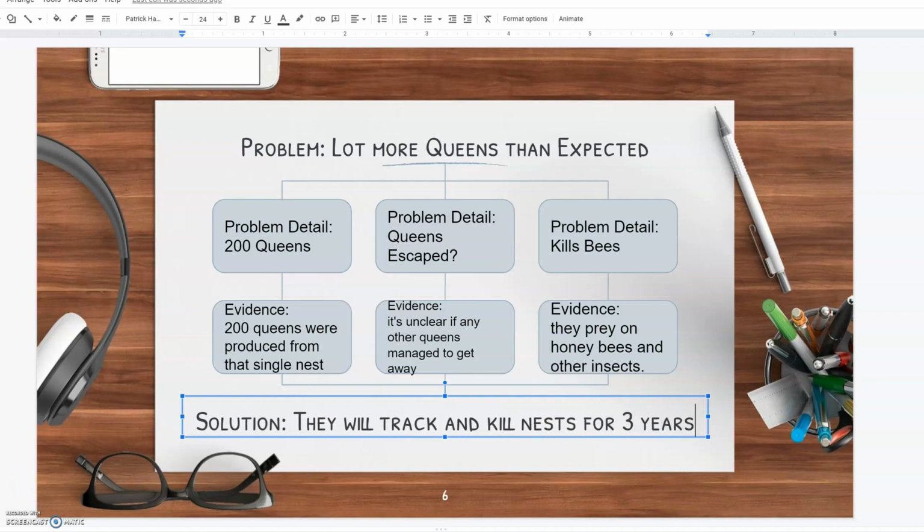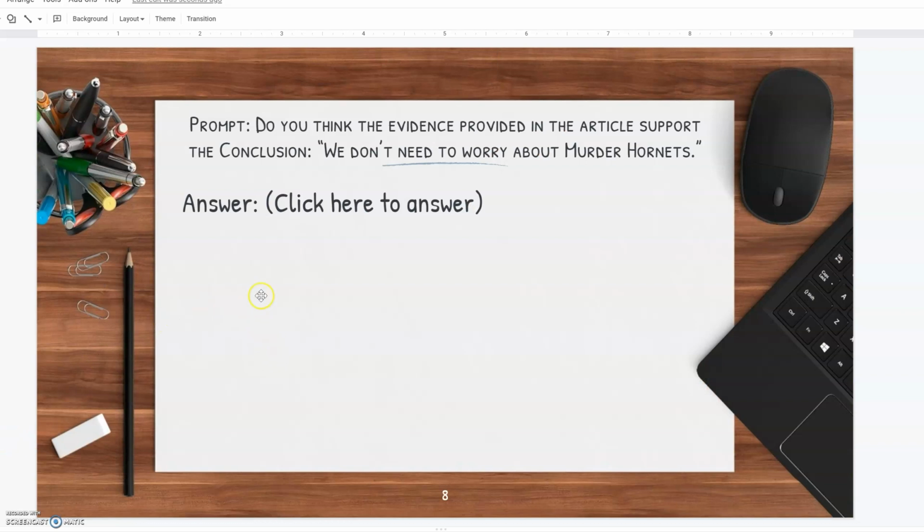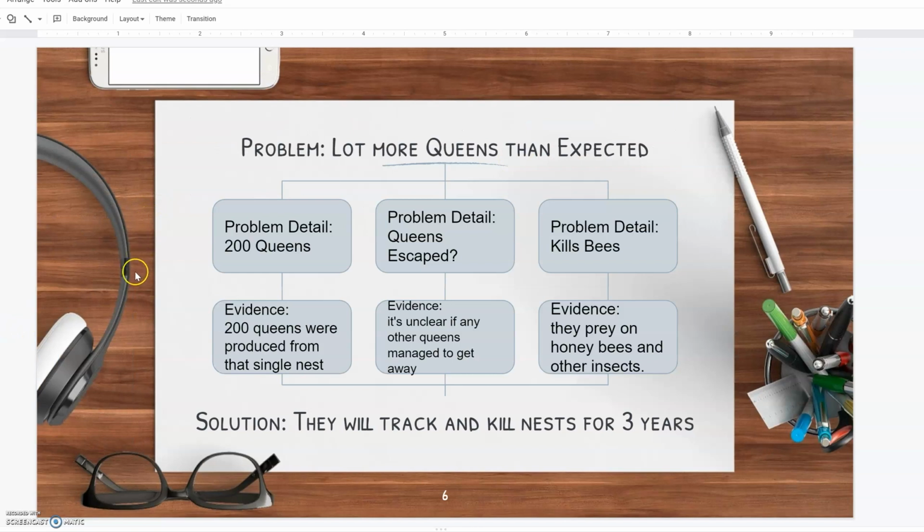That's our solution. Now we're going to answer a prompt on slide 8 in 2 full sentences. Prompt: Do you think the evidence provided in the article supports the conclusion we don't need to worry about murder hornets? So let's look at that. Do we need to worry about murder hornets? Let's look at our problem details. 200 queens. Queens could have escaped. They killed bees. When I look at just those quick snippets, I'm going to say, no, we do need to worry about murder hornets.